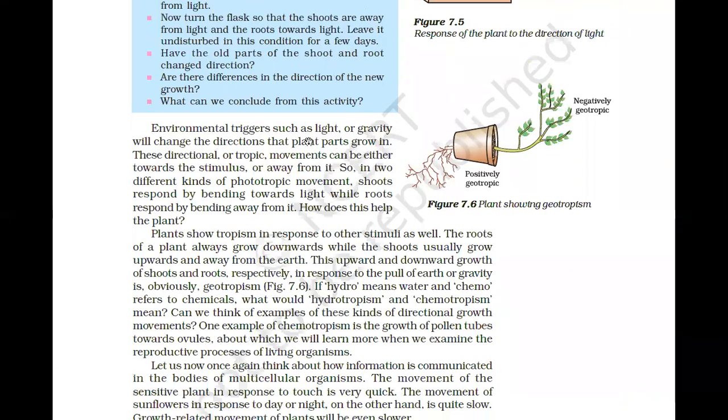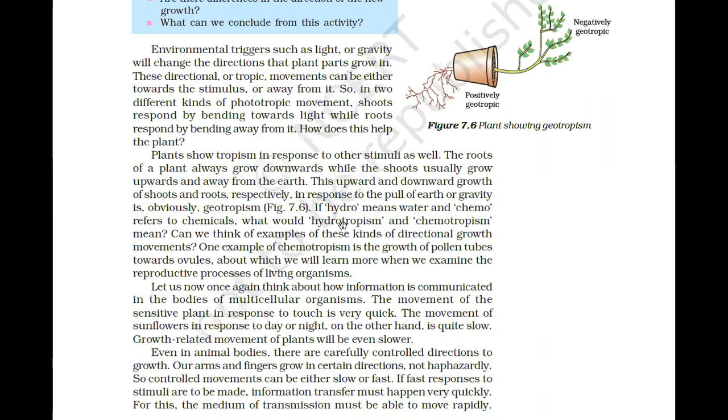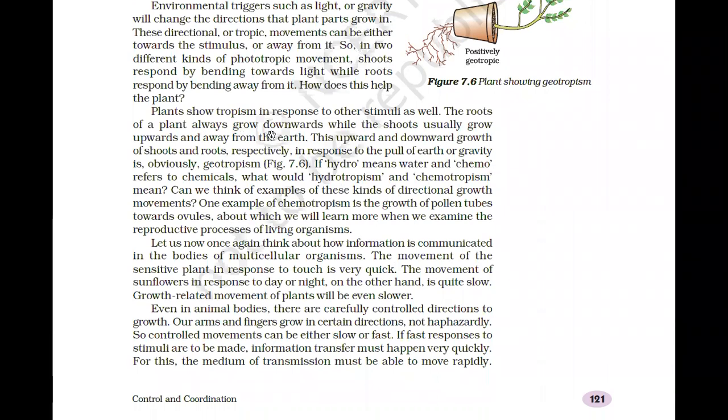These directional or tropic movements can be either towards the stimulus or away from it. So, in two different kinds of phototropic movements, shoots respond by bending towards light while roots respond by bending away from it. How does this help the plant? Plants show tropism in response to other stimuli as well. The roots of a plant always grow downwards while the shoots usually grow upwards and away from the earth.